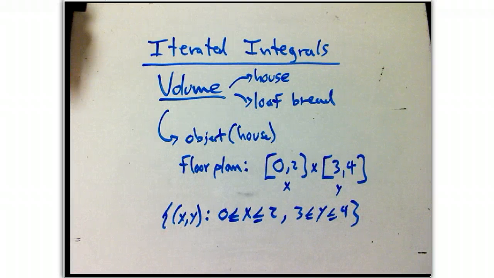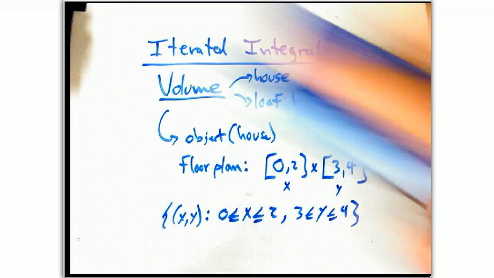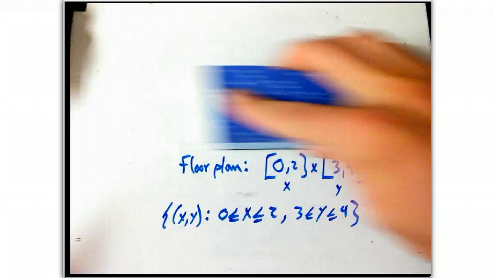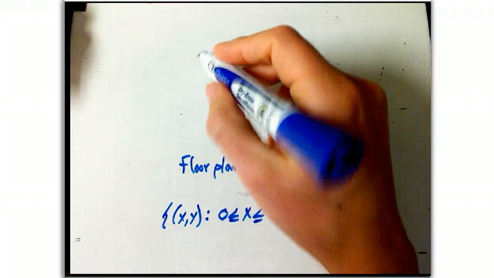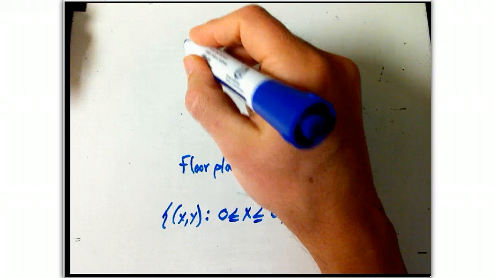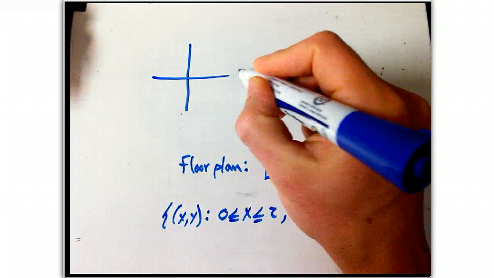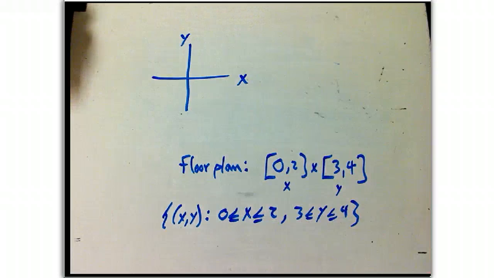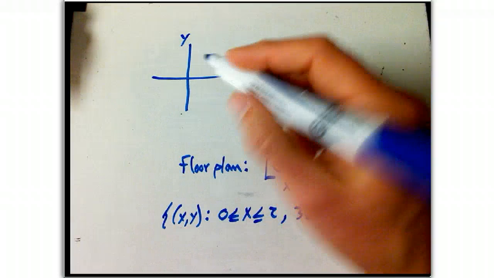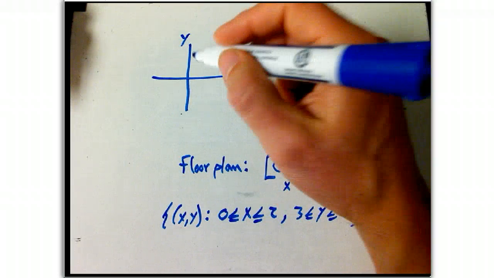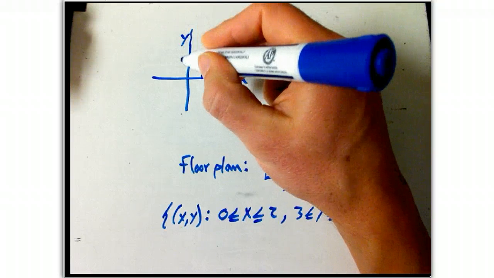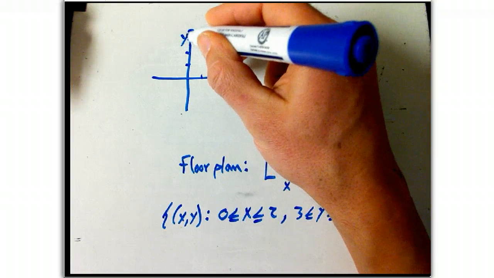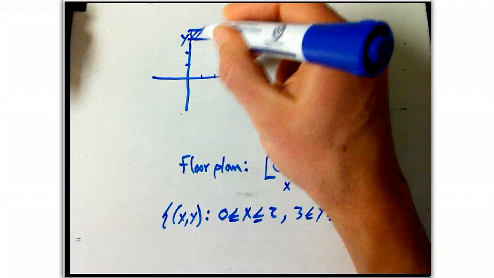Okay, so let me go ahead and erase a little bit. So that's going to be the floor plan. I'm not going to draw the three-dimensional picture yet, and it turns out to be very important to draw the floor plan, and often it's really all you need. But so that's going to be 0 to 2, and that's going to go 1, 2, 3, 4. Okay, so it's going to be this rectangle up here.